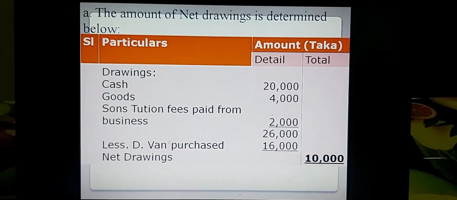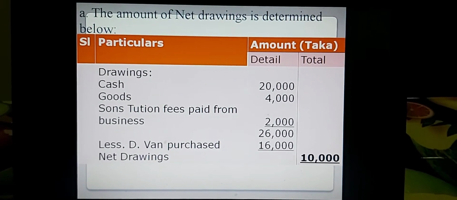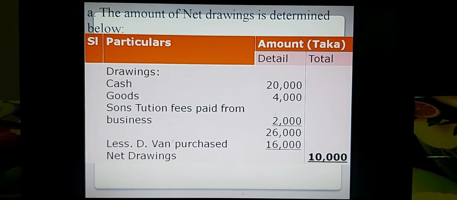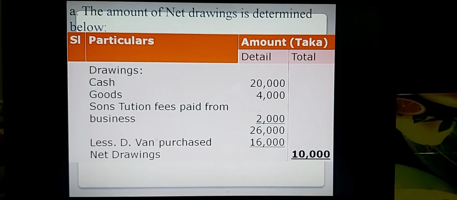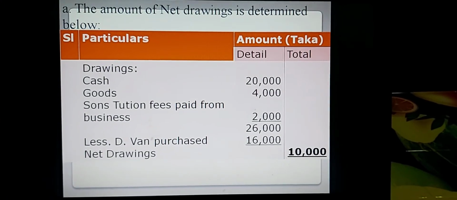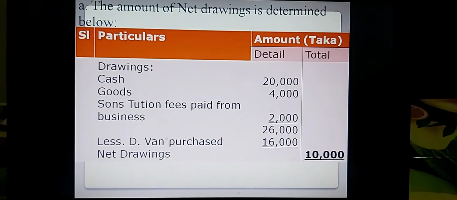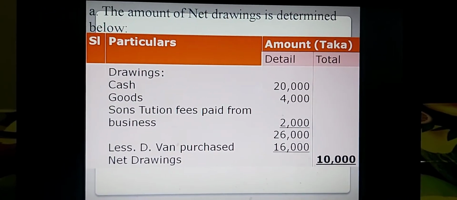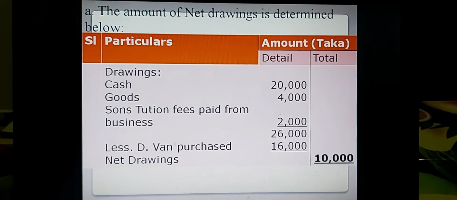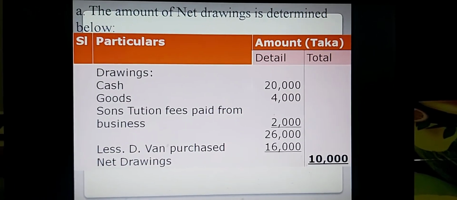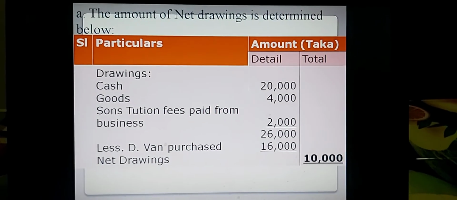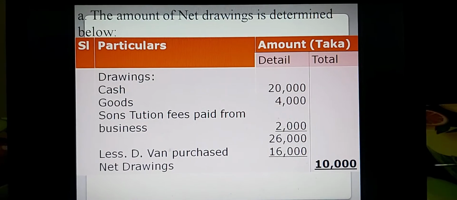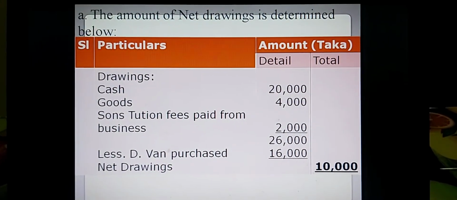Now you can write it easily: less delivery van purchased taka 16,000, and 26,000 minus 16,000 is equal to taka 10,000 for net drawings. Dear students, this is a very easy requirement for this chapter. You are watching in the slide, net drawings amount taka 10,000 to be closed. I think you have written, you have understood, and in future you have to learn much more.